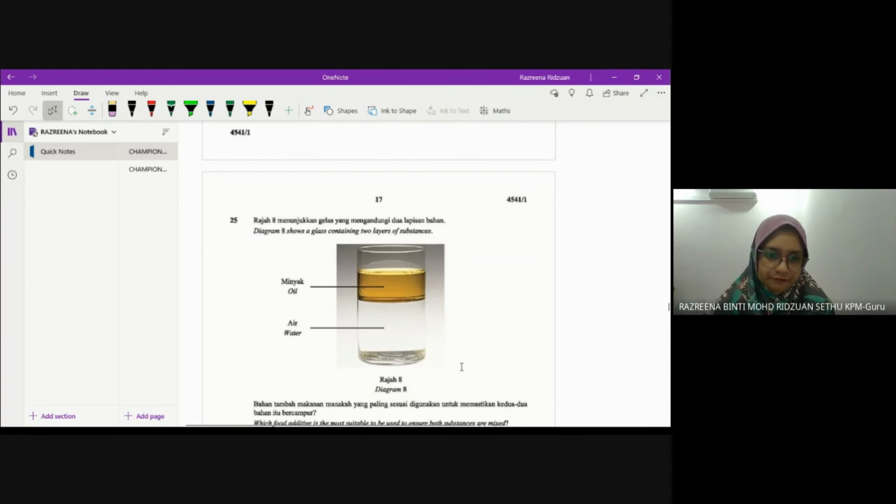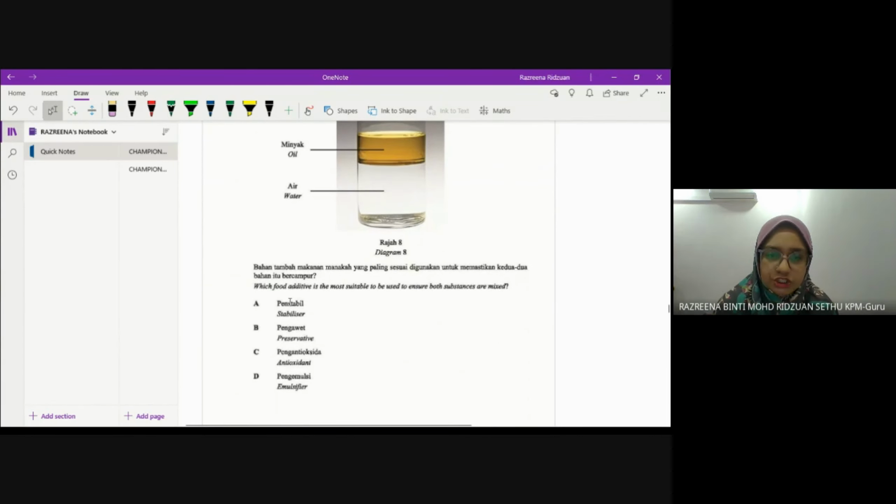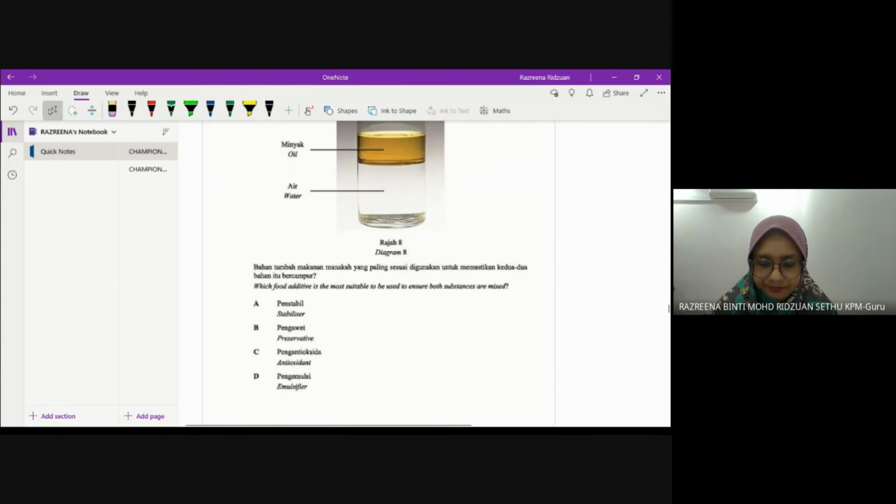Question 25. The diagram shows a glass containing 2 layers of substance, that's water and oil. Which food additive is most suitable to be used to ensure both substances are mixed? Okay, so this is actually food additive. To ensure that both mix properly, you use an emulsifier.